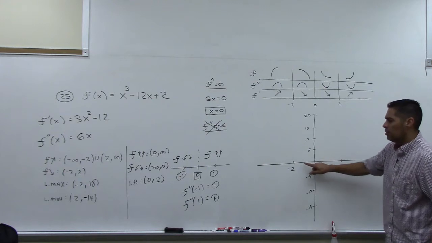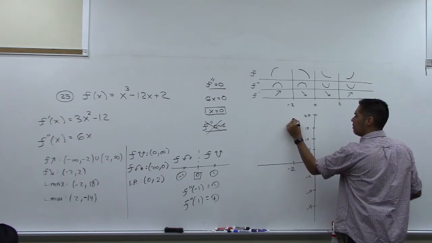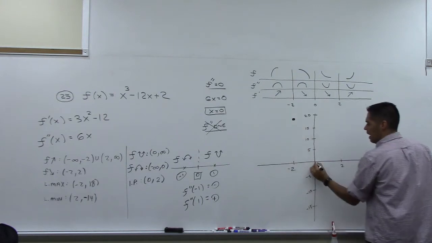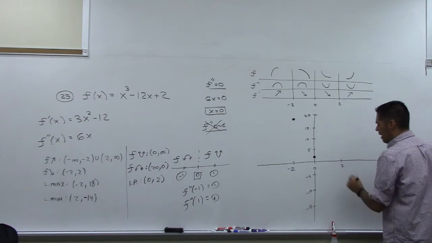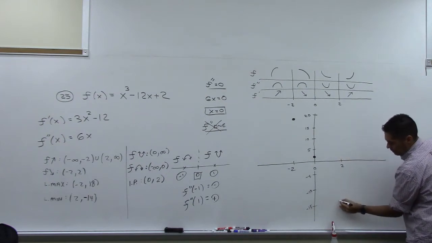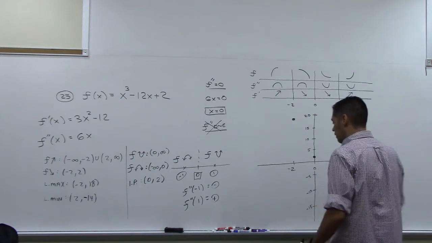So at -2, I'm at 18, which is about right here. There's a point on my graph. At 0, I'm at 2. At 2, I'm at -14, right? Yeah, like that.